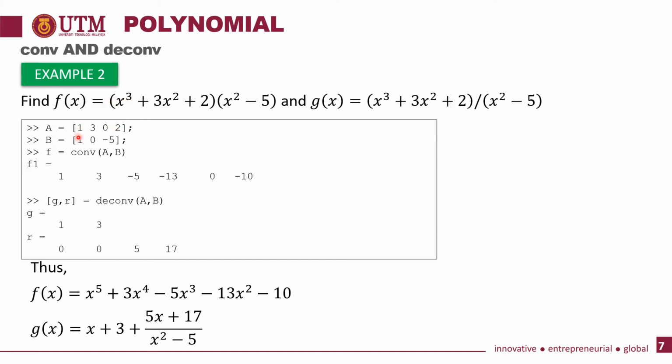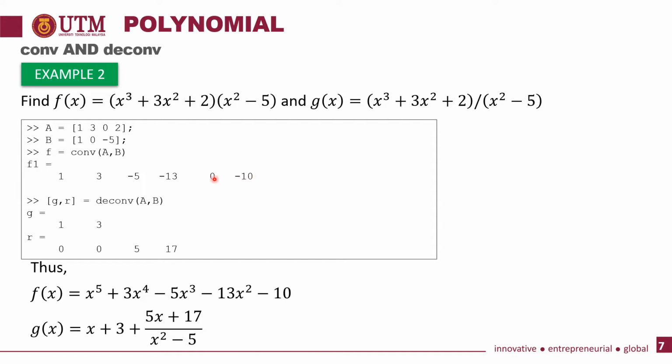Okay, similar with the second expression. Right now you get f equals conv(a, b), which means it will multiply a and b together, and you will get this answer: 1, 3, -5, -13, 0, and 10. This is actually the coefficient for your polynomial expression. It starts from the left-hand side, which is the highest term power, and ends at the rightmost side, which represents the lowest term power, the power of 0.